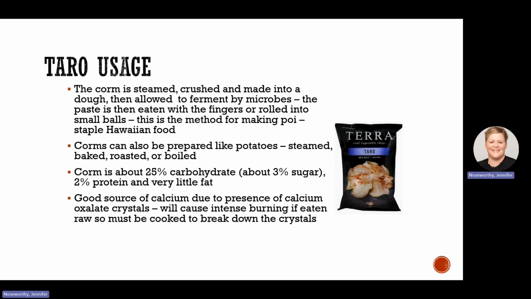So the corm typically has to be cooked in some way because it has high calcium oxalate crystals that get broken down to calcium that can be absorbed by the body, but if you ate it raw, it wouldn't be good for you. So they're usually fermented or cooked in some way, and it's prepared like potatoes. They can be baked or roasted or boiled or fermented to make a dish called poi.